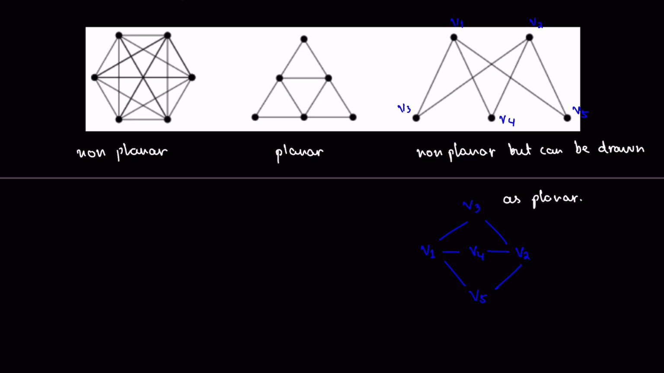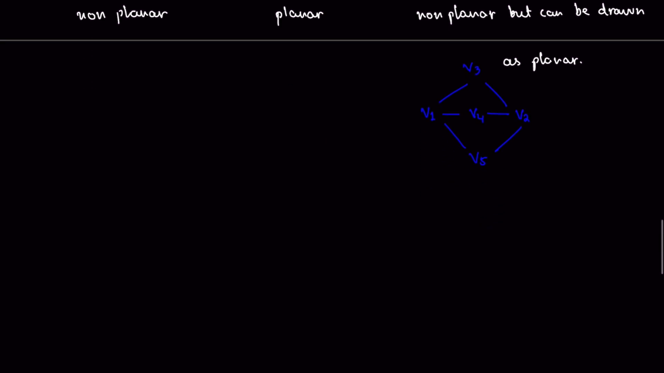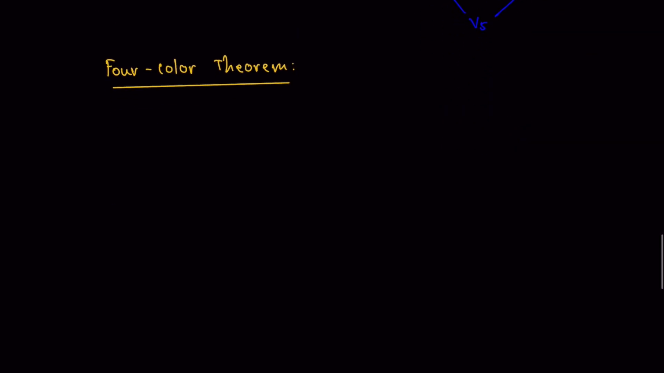Now there's a formula to check if a non-planar graph can be redrawn as a planar graph, but it gets more complicated, so I'm going to skip that. I just want to use the definitions of planar and non-planar graphs for the following theorem. It's called the four-color theorem. The theorem says that if the graph G is a planar graph, then the chromatic number is less than or equal to 4.